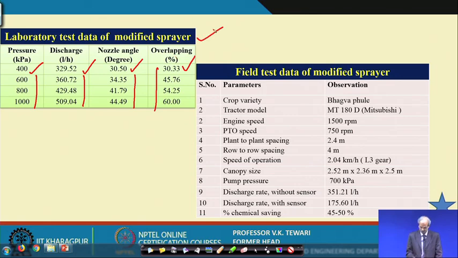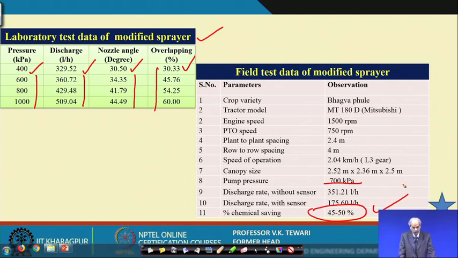Now, in the field test we have all the details given, because it has the engine, the tractor model and all this which we had tested. All these details are given: what variety was utilized, what the discharge rate is, what pump pressure we followed, and what the chemical saving is. In fact, this is very important. We could save about 45 to 50% of the chemical in this system which we had done.